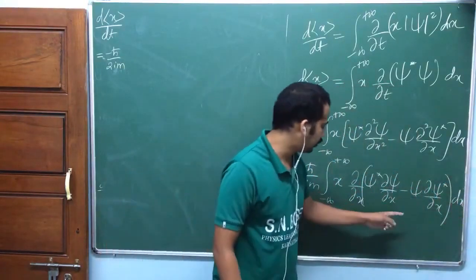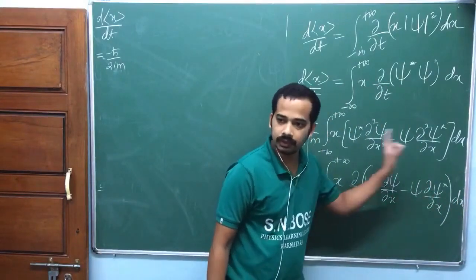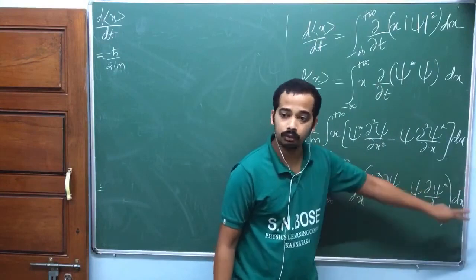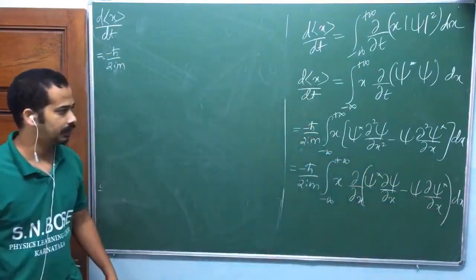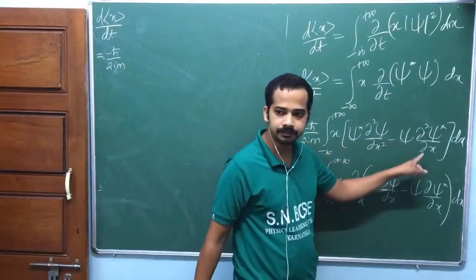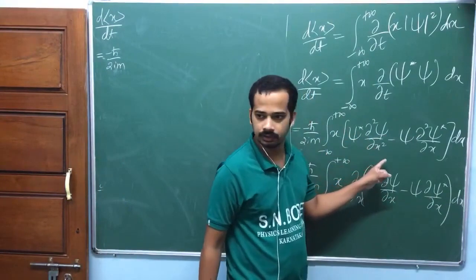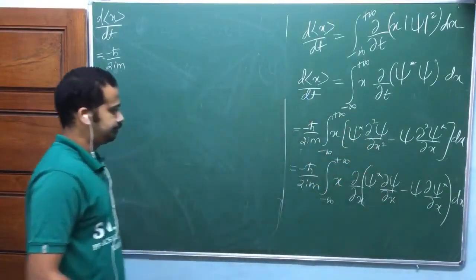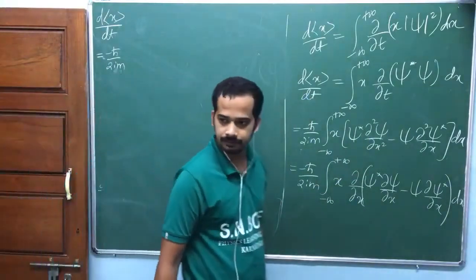If you do this one, what will happen? Here you will get 2 terms, here you will get 2 terms, total you will get 4 terms. Among them, 2 terms will get cancelled, 2 terms will remain actually. You should do that one. This is the second derivative, isn't it? So again, if I do this one, you will get this one. So check it out later.